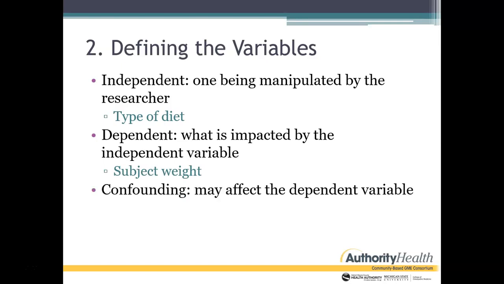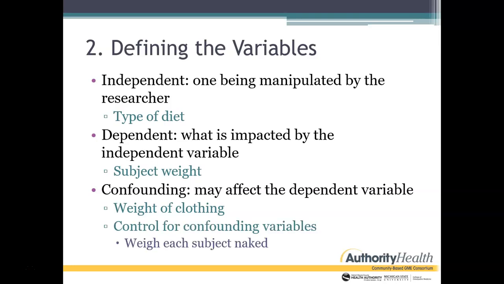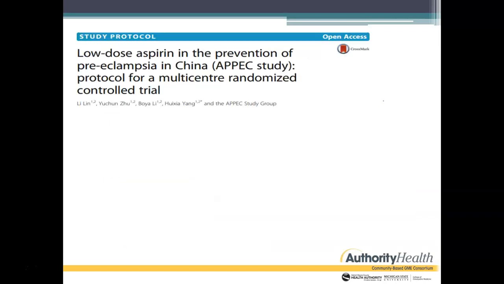Now, we also talk about confounding variables. And these are different variables that may affect the dependent. And so in the case of losing weight, you can see the weight of the clothing could be a confounding variable. So what do you do? You control for it. You weigh each subject naked. And that's just a very basic review of independent, dependent, and confounding variables.